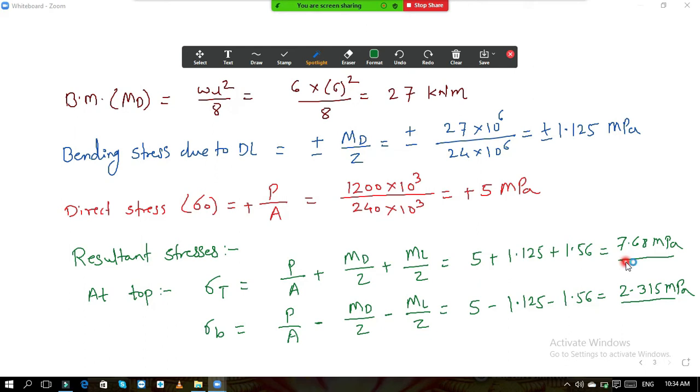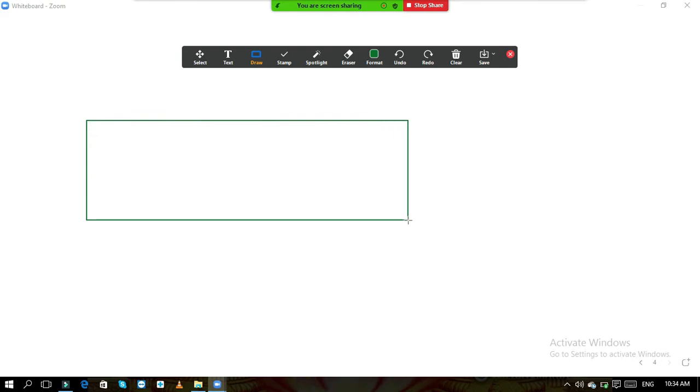Now we will move forward from this to the strength concept. Okay, so let us understand what is the strength concept. So here I will draw one beam, okay, then neutral axis.